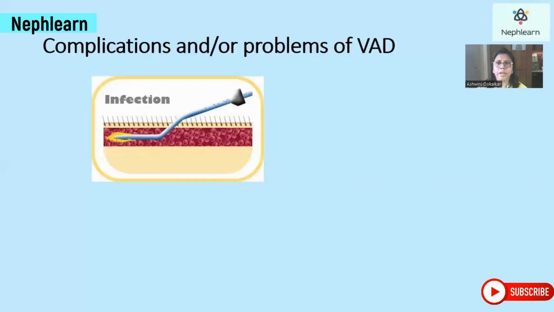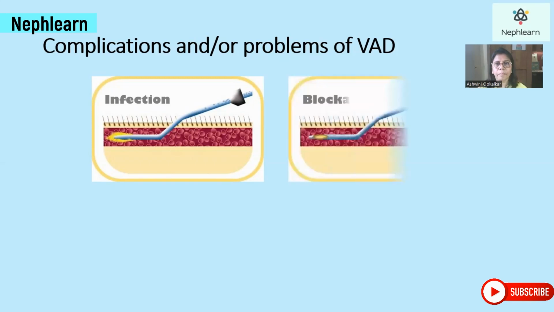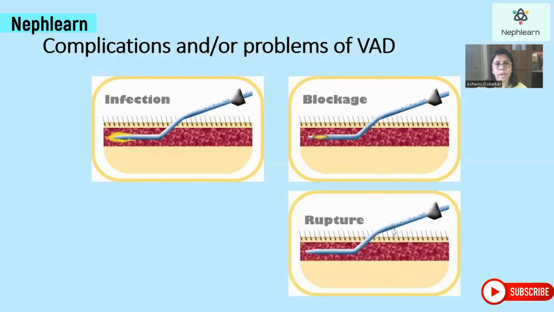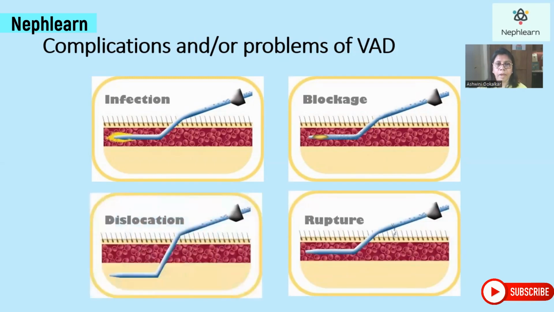And what are the complications of the vascular access devices or the catheters that we insert? Most common is the infection that all of us see off and on in our units. Sometimes there may be blockages because of various reasons, mainly thrombus. And sometimes the catheter may actually break. And it may occasionally even dislocate.